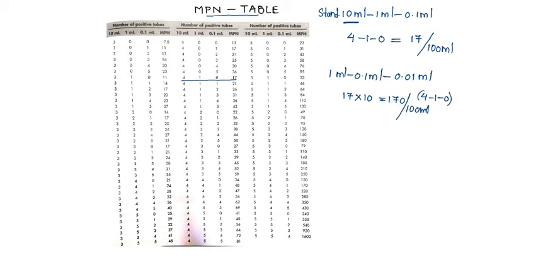Whereas for dilutions 100 ml, 10 ml and 1 ml, on dividing with 10 our standard dilution will be obtained. So the MPN from the table should be divided by 10, that is 1.7 per 100 ml will be the MPN corresponding to positive tubes of 410.